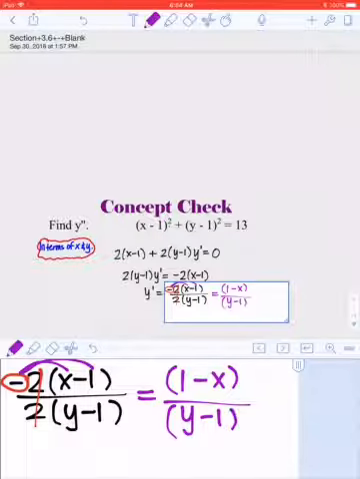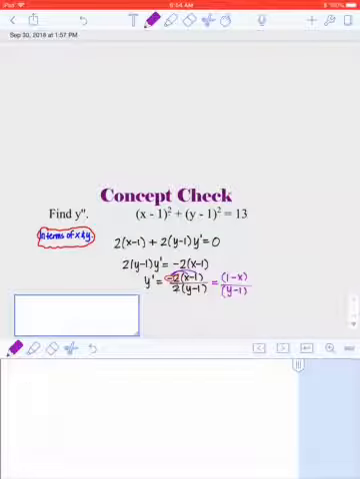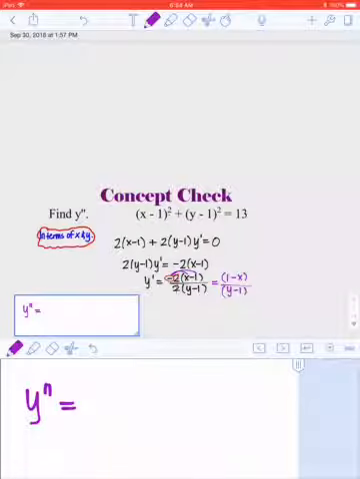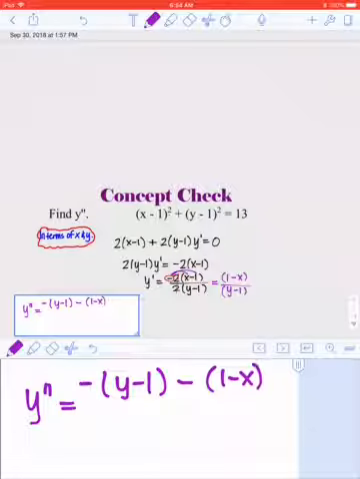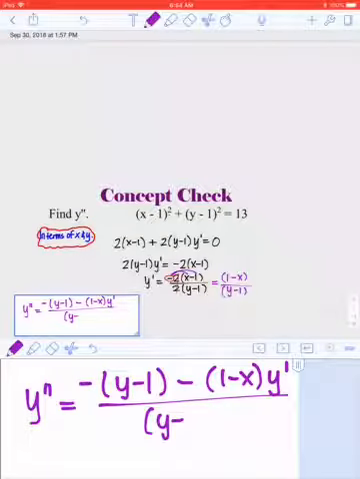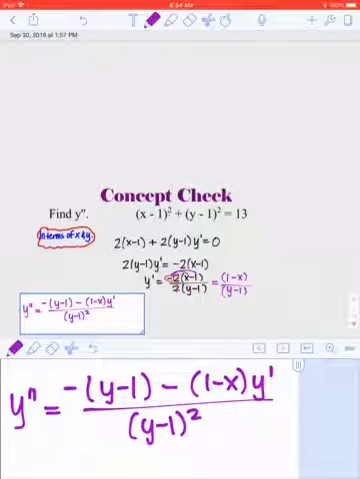So if we're going to do the second derivative, let's do that. I'm going to have to use quotient rule. So I'm going to have the bottom times the derivative of the top, which would be negative 1, so I'm just going to put that in the front, minus low-d high less high-d low, so 1 minus x over, and then the derivative of the bottom is going to be y prime, all over y minus 1 quantity squared.